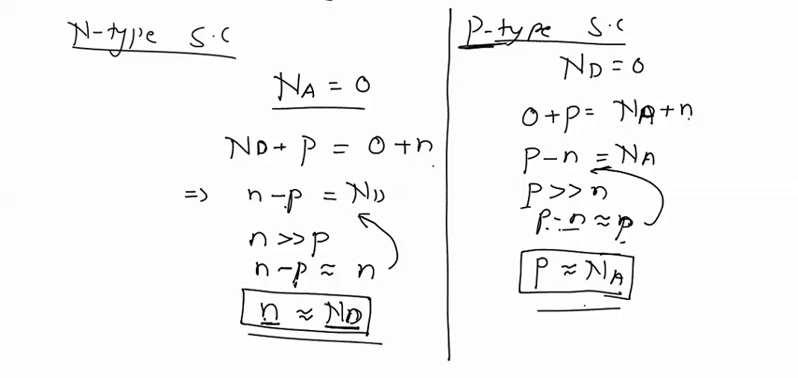These two equations will be used in solving problems of electronic devices and circuits. If hole concentration and electron concentration are required to be substituted, and if these values are not given, we will put Nd in place of n and we will put Na in place of p.